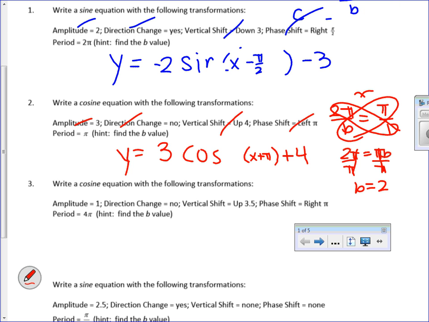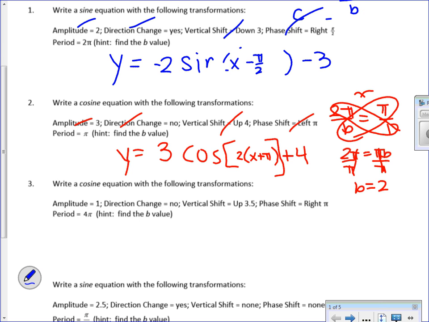Where does that go? Outside the parentheses, but inside of brackets. So because you have a phase shift and a period change, you need parentheses and brackets. Any questions? Okay. Again.